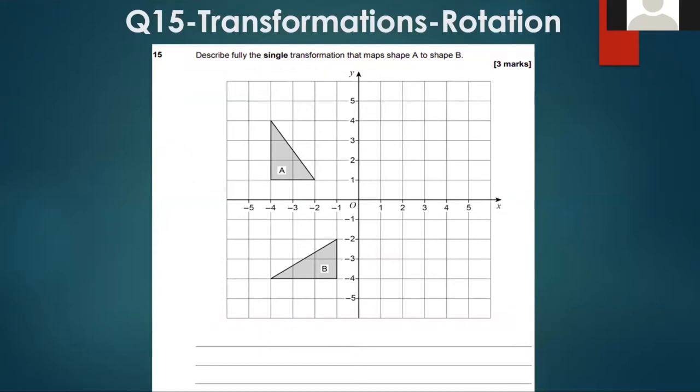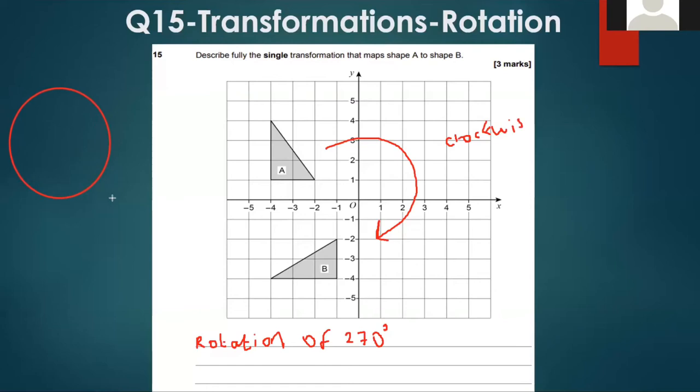Okay, question 15, guys. Describe fully the single transformation that maps shape A onto shape B. So we're going from this shape here, guys, to this shape here. Hopefully you can see that I've got a rotation. So the first mark is given by stating that it is a rotation. If we're happy with this, it's turned essentially three quarters of the way around. So it's a rotation of 270 degrees clockwise. So this way, guys, is what I call clockwise. So 270 degrees clockwise.